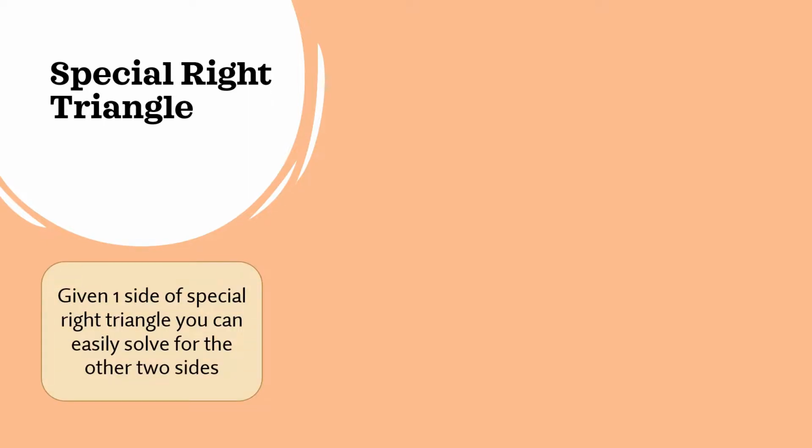Before we proceed with finding the area of segment, let's review first special right triangle because we're going to use it on finding the area of segment. Special right triangles are considered special because given one side of this triangle, you can easily solve for the other two sides. So there are two special right triangles.